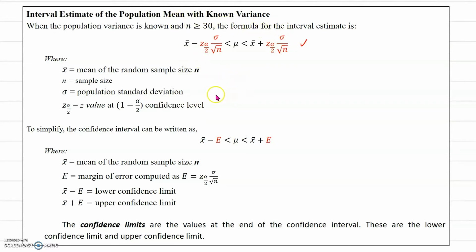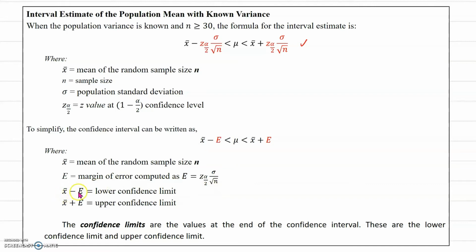So let's simplify this one. To simplify, the confidence interval can be written as the population mean is greater than the difference of the sample mean and the margin of error, but is less than the sum of the sample mean and the margin of error, wherein x bar is the sample mean, E is the margin of error computed as z sub alpha over 2 times the population standard deviation over the square root of the sample size.